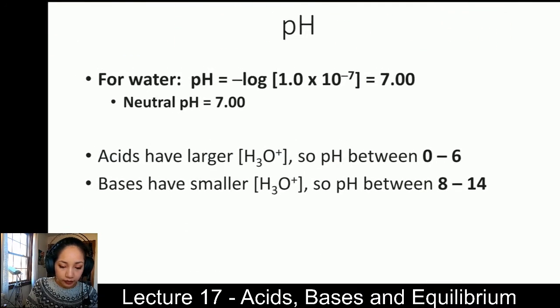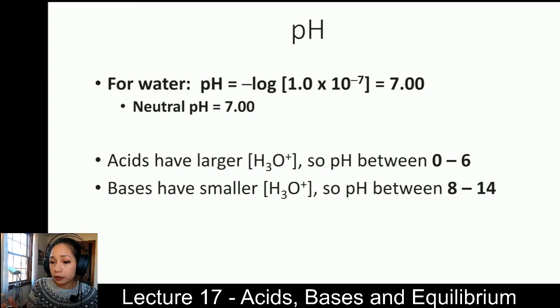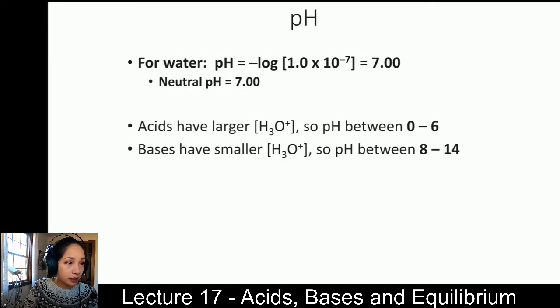All right. And so with pH, remember, neutral water is our reference point. That's our middle ground. We call pH 7 neutral. That's where hydronium is equal to the concentration of hydroxide. So neutral pH is 7. Any substance where we have a large amount of hydronium, so acids, will have a pH between 0 and 6, so less than 7. While bases, on the other hand, have a smaller amount of hydronium, or more hydroxide, so the pH will be larger than 7, between 8 and 14. So less than 7, acidic substances, more than 7, basic substances.